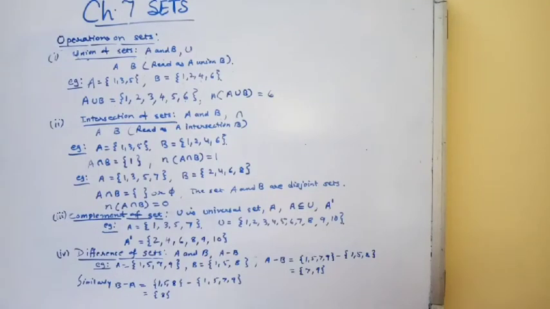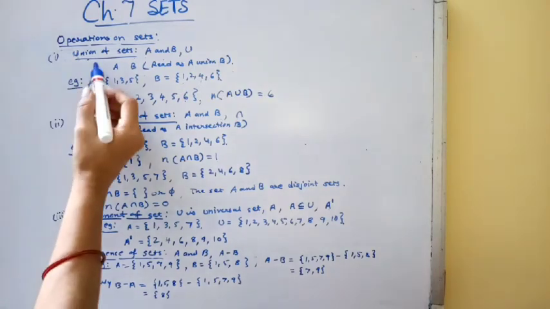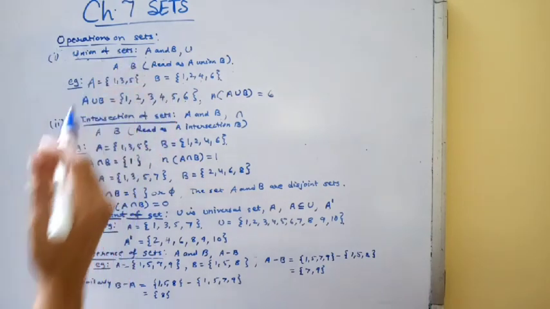Students, today we will continue chapter 7, Sets. Today's topics are operations on sets and Venn diagram. So our first topic is operations on sets. First operation is union of sets.